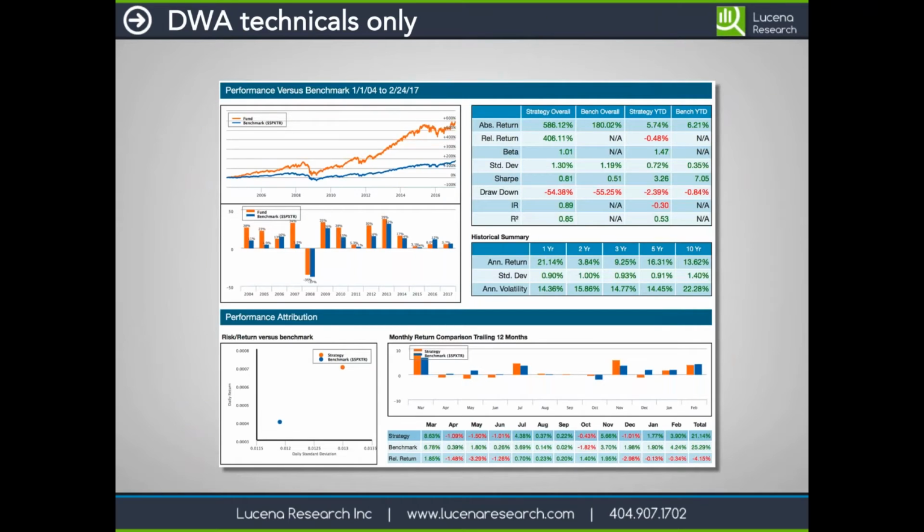This is the performance. Again, this strategy is in orange. This is the performance if we use only the technicals. Now that's strong performance over this time period. We're seeing a total return of 586% and a Sharpe ratio of about 0.8. Now, this is not using any fundamentals. It's only using the technicals. Now we can ask the question, well, what if you only use the fundamentals and not the technicals? Let me show you that.